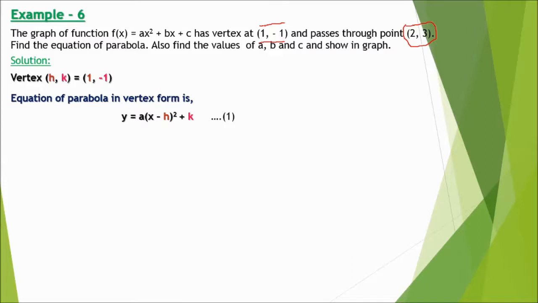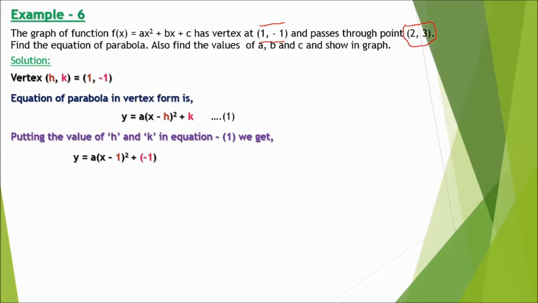This is equation 1. Putting the values of h and k in equation 1, y = a(x - 1)² + (-1), since the value of k is -1. So on simplification, we get y = a(x - 1)² - 1. This is equation 2. Now this parabola passes through the point (2, 3). That means this point must satisfy equation 2. That is, the value of x will be substituted with 2 and y with 3.